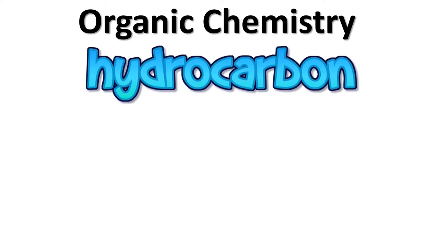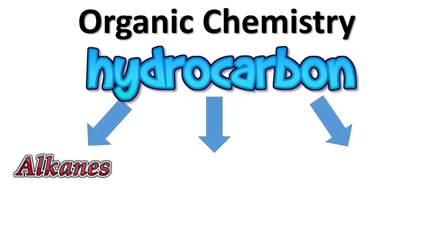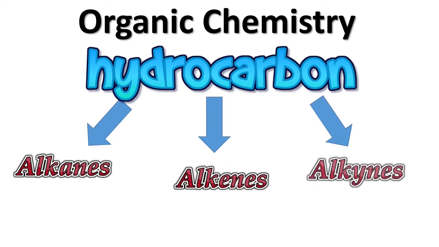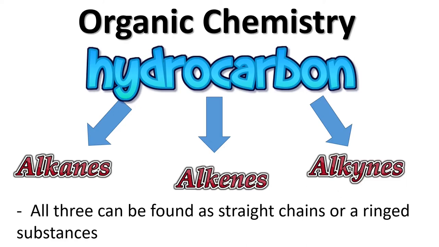So hydrocarbons. There's a couple of branches that we're going to be exploring in the first couple of lessons. Firstly, we're going to look at alkanes, which have single bonds. Then we're going to look at alkenes that have a double bond. And then we're going to look at alkynes that have triple bonds. And all these hydrocarbons can be found as either a straight chain or they can be found as some kind of ring. And we'll investigate both of those as well.